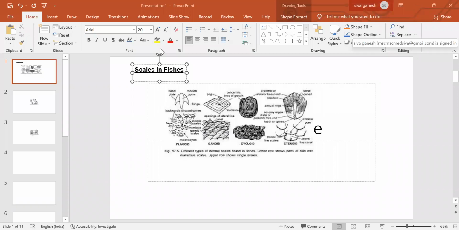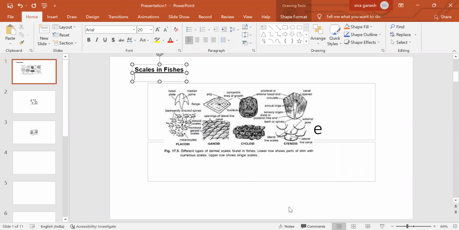So when you observe the scales in fishes, there are different types. A huge number of scales can be observed in different types of fishes. So the types of scales, let us know. The body of a fish is covered by very minute or large scales, which are formed from the dermis of the skin.